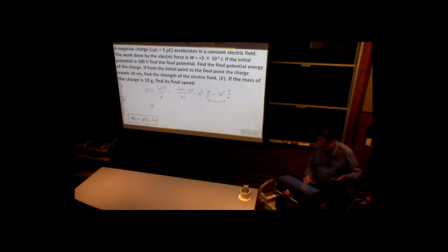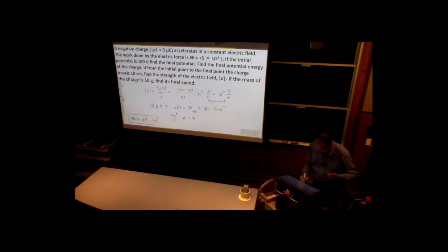We can apply the work kinetic energy theorem. The work kinetic energy theorem tells us that the change in the kinetic energy should be equal to the net work. In this situation, the only work is this work, which is 5 times 10 to the negative third, and the kinetic energy final minus kinetic energy initial should be equal to that number.